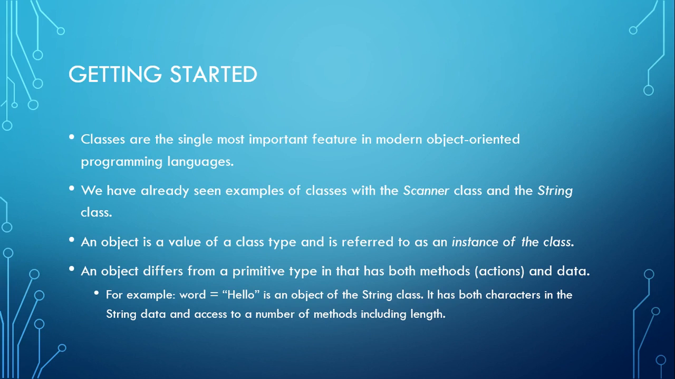For example, if we look at this quick example here, I have word equals "hello". That's an object of the String class. It has both characters in the string as data, and it also has access to a number of methods, including length. If you recall, we also have equals, compareToIgnoreCase, and so on. There's a whole bunch of different methods that are accessible within that class.